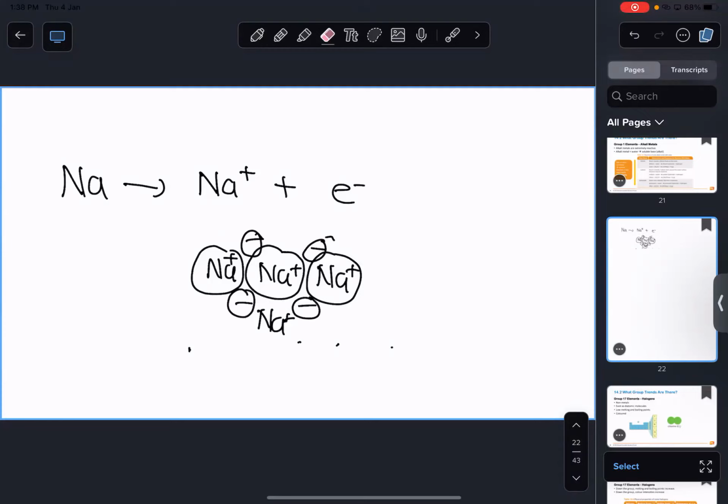Okay, something like that. This will be your metallic bonding. The reason why we write Na is because the sodium metal itself consists of metallic bonding. Essentially these two together. That's why we can just write this. We don't write just the ion.